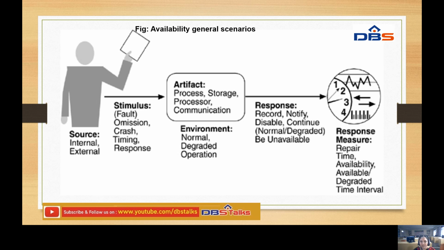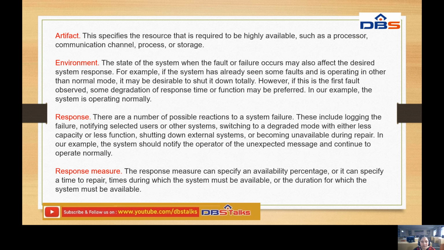But the response is sometimes recorded, notified, disabled, continued, sometimes it will be unavailable. Now the response measure is nothing but the repair being taken into consideration. Timely availability: we can focus them on frequent scenarios, the functionality will be good, that is called availability. Artifact: this specifies the resource that is required to be highly available, such as processor, communication channel, process or storage.